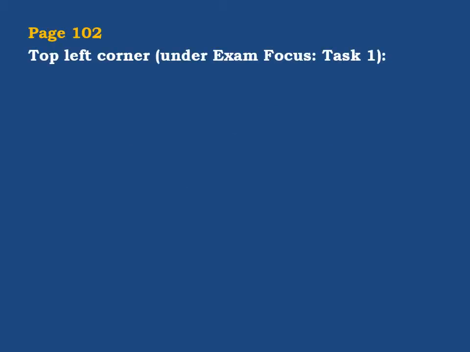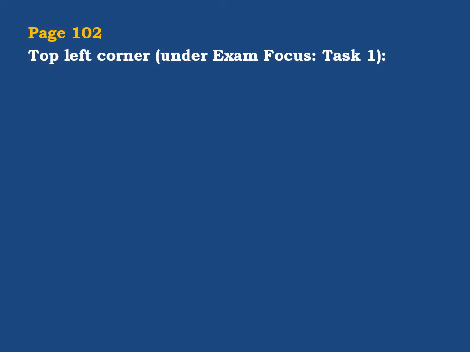Now let's see page 102 in your books. On the top left corner of page 102, if you see under exam focus task 1, there is a box. Okay, look at the main points there. The first one, summarize a process, and we mentioned this in the beginning. We said that we are going to describe a process.